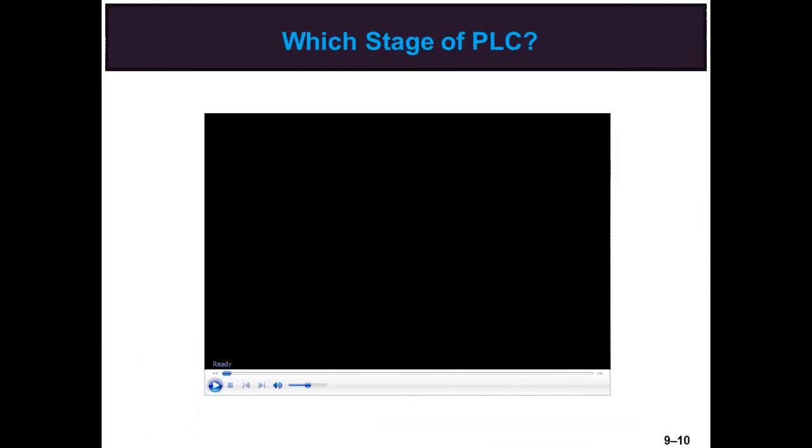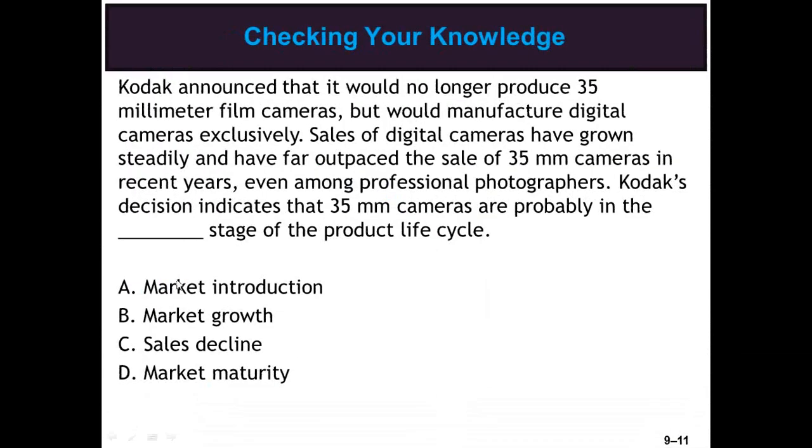So let's check our knowledge. Kodak announced that it would no longer produce 35mm film cameras but would manufacture digital cameras exclusively. Sales of digital cameras have grown steadily and have far outpaced the sale of 35mm cameras in recent years, even among professional photographers. Kodak's decision indicates that 35mm cameras are probably in the sales decline stage of the product life cycle.